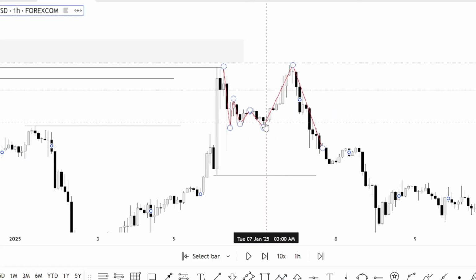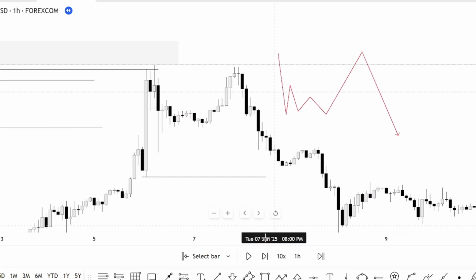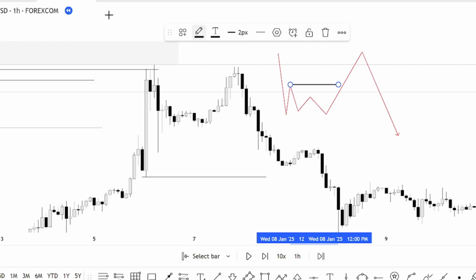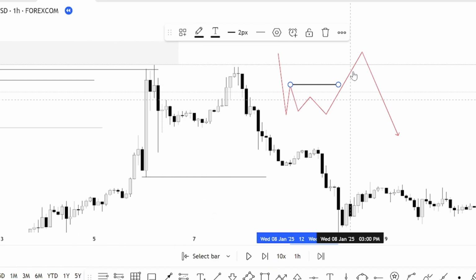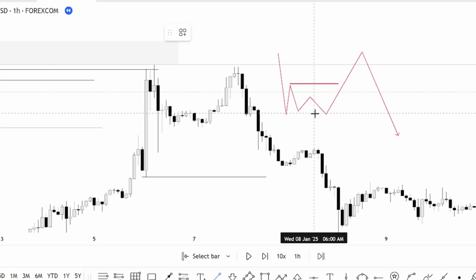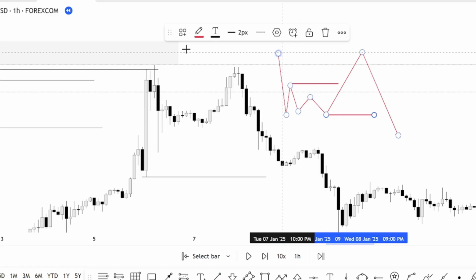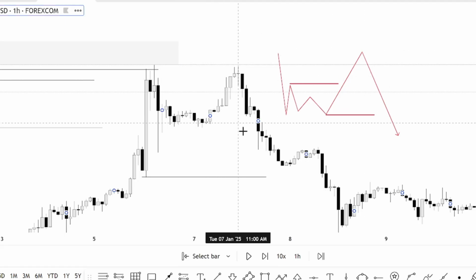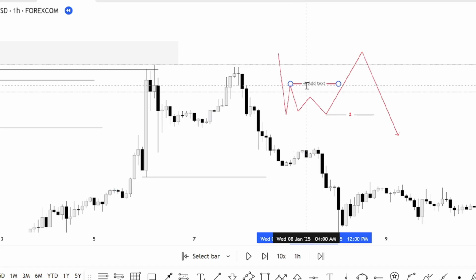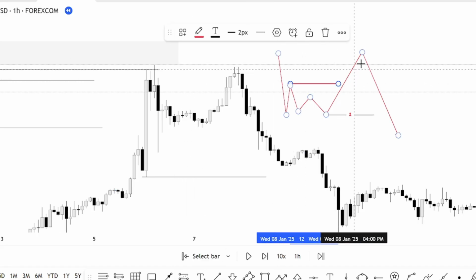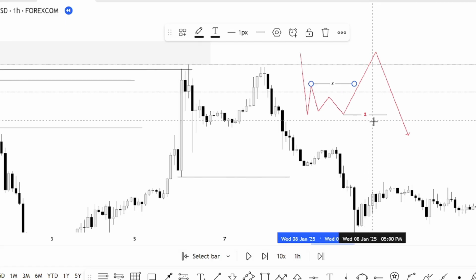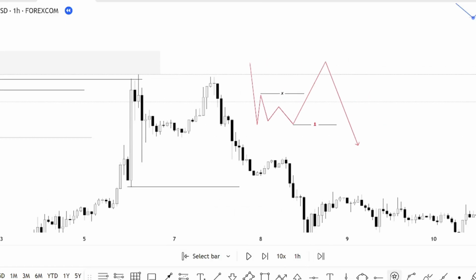Let me take this out so you can see it clearly. So this becomes weak, therefore this becomes our inducement. Once that inducement is taken, this becomes a weak low, which is an area of liquidity. That's inducement on there, and it becomes our area of liquidity. The same thing, so you repeat the process over and over again.